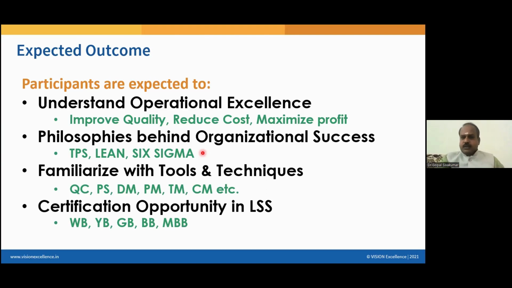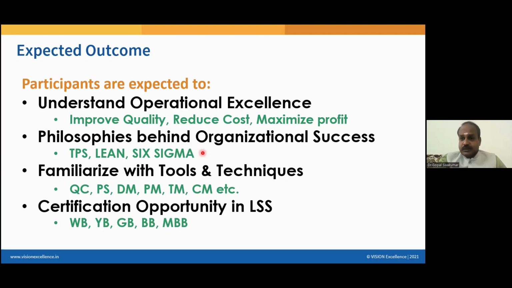all of you, with various tools and techniques, because Lean has a certain toolkit and Six Sigma has a variety of tools in its toolkit, and some of them are related to quality control, some to problem solving, some to decision making, project management, team management, communication management, change management. That means a single course is going to provide you multiple benefits. You don't have to run here and there to equip yourself properly to accelerate your career growth, right?